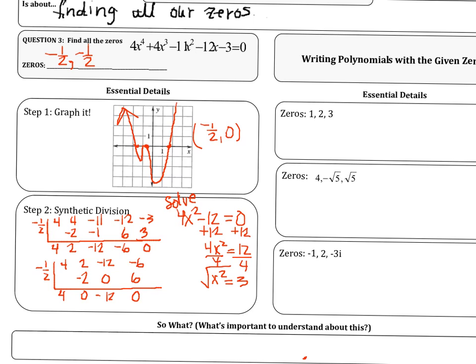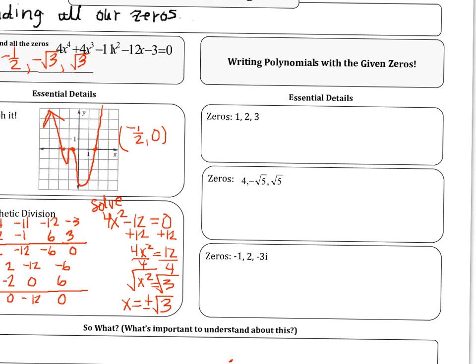Take the square root of both of them. So x equals positive or negative square root of 3. So my final two zeros are the negative square root of 3 and the positive square root of 3. And we can see these on our graph right here, but we can't find their exact values without using synthetic division. So this allows us to find our exact values. Let me move my frame over a little bit.